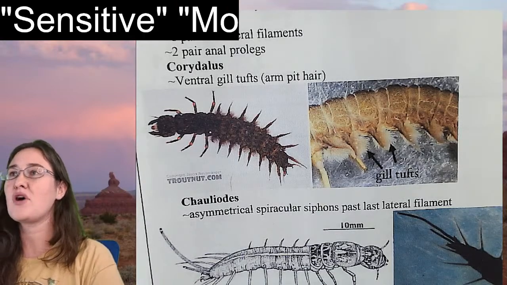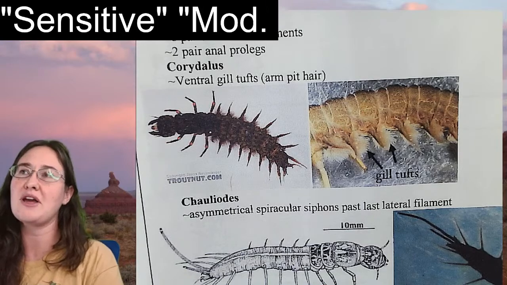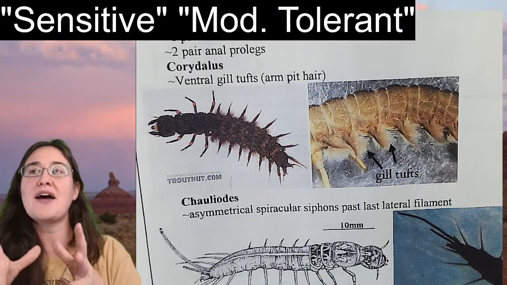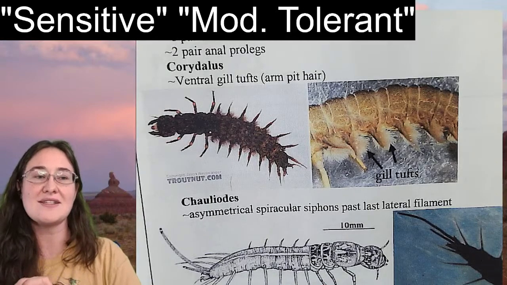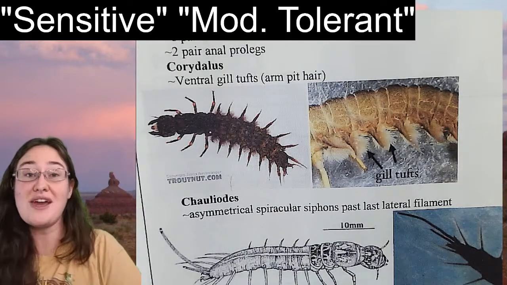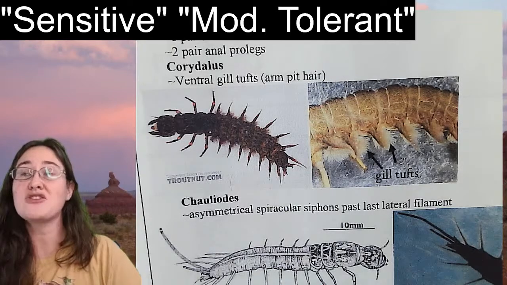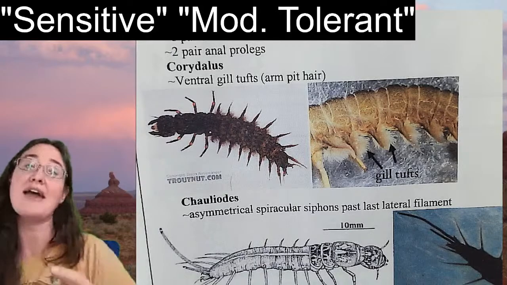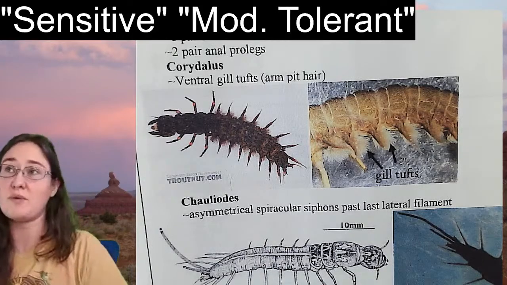Then you have what we consider moderately tolerant, and I'm just going to put mod tolerant. So these are moderately tolerant insects. These are insects that you like to see. They're great to see. They are not super duper sensitive, but if you have a large number of them and a high diversity of them, that's really what we're looking for.